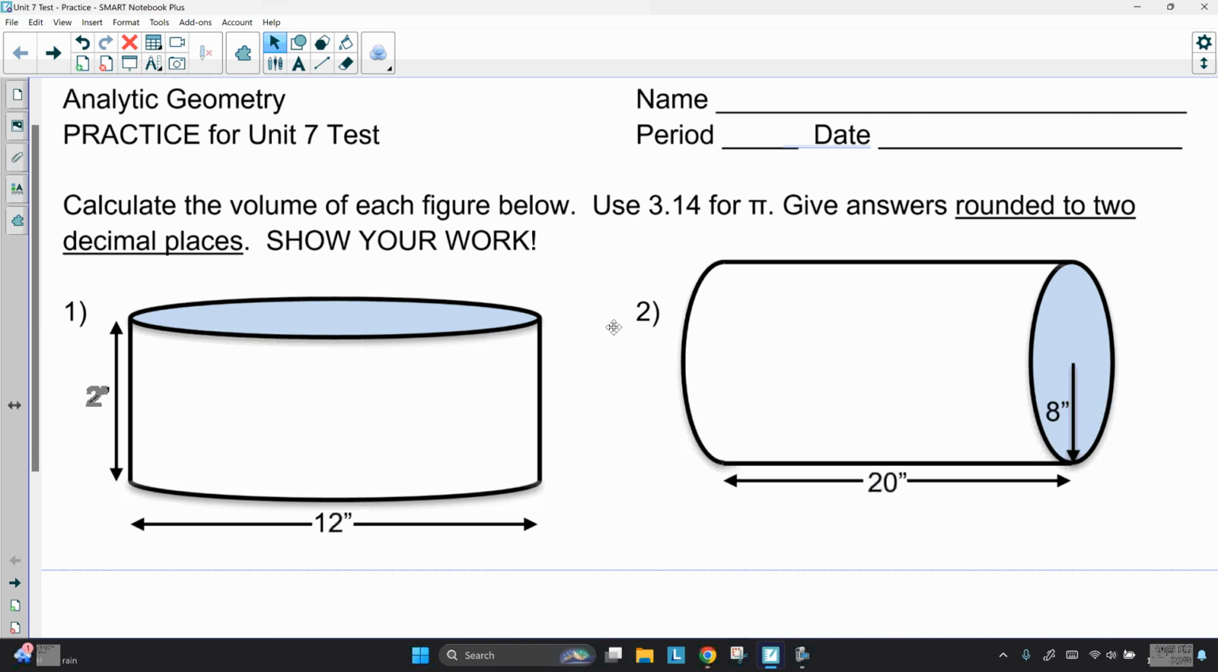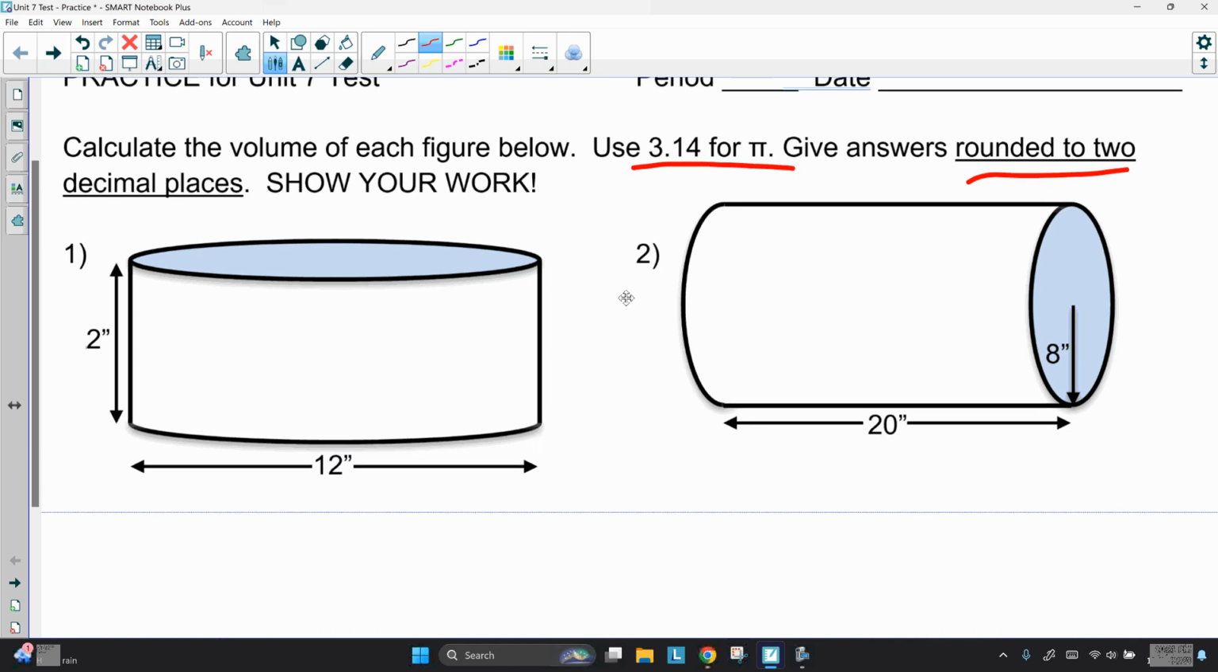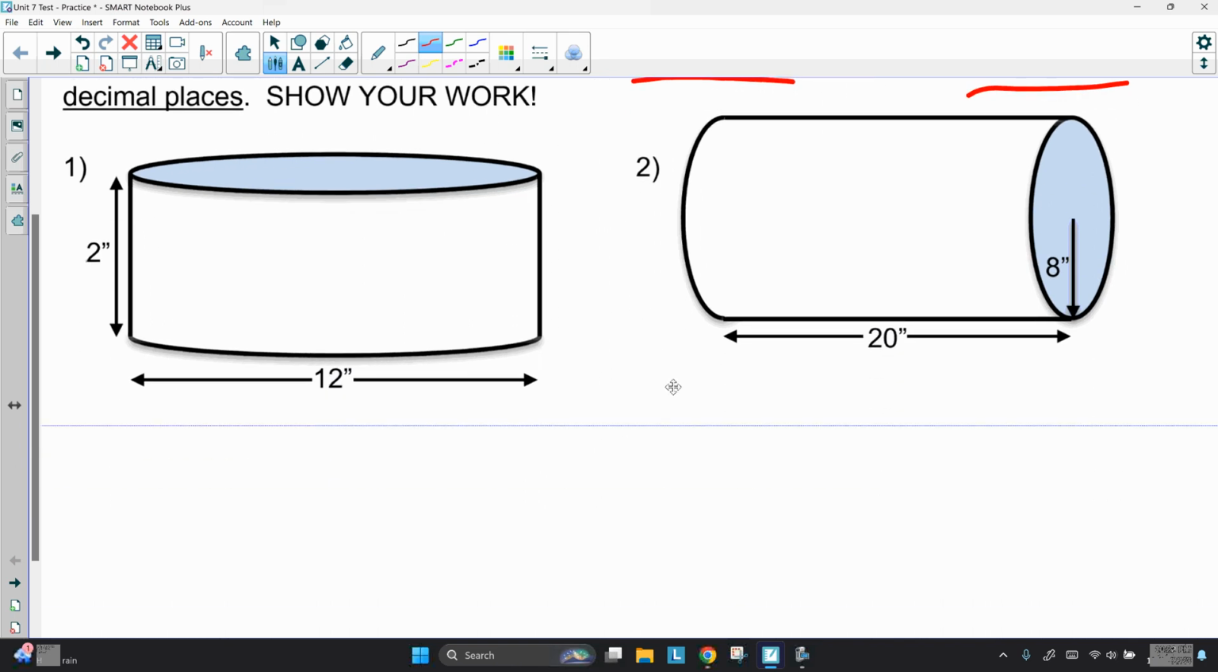So, we're going to calculate the volume for each figure. We are most definitely going to be using 3.14 for pi for the rest of this video. And we're going to try to round our answers to 2 places, which is the hundredths place. Okay? So, as you see, we have cylinders here. Remember, the volume formula for cylinders is V equals pi r squared times height.